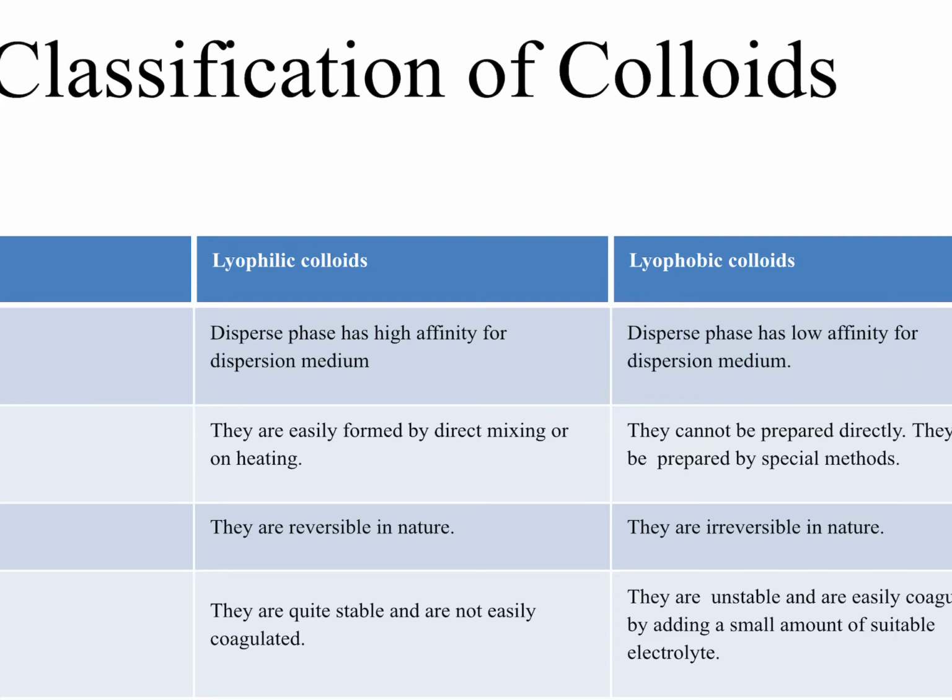Next, lyophilic colloids are quite stable and not easily coagulated. They are highly stable, and coagulation means the separation of the dispersed phase and dispersion medium. For example, you take milk. In the milk, what happens? The milk solids are distributed throughout the milk. It is an emulsion. Emulsion is also one kind of colloid we discussed. Milk is an emulsion.